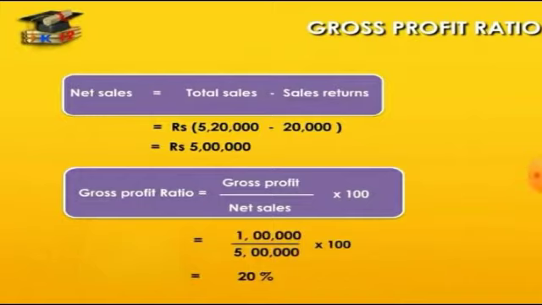On the next one, gross profit ratio, we have to apply the formula gross profit divided by net sales into 100. So gross profit already we know it is 1 lakh divided by net sales is 5 lakh into 100, which gives you 20%. This is the way we have to find out the gross profit ratio.